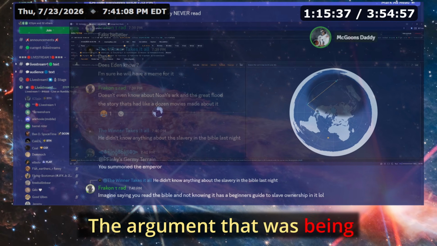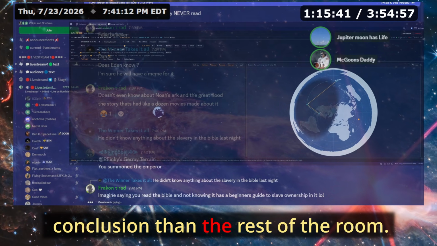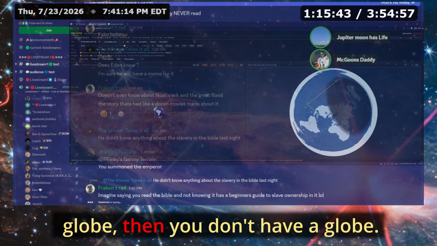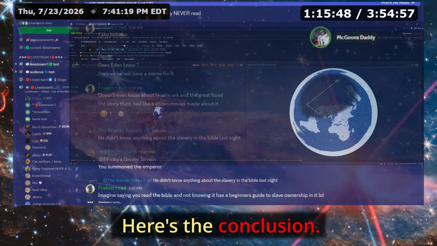The argument that was being made was towards the globe. You have a different conclusion than the rest of the room. If your conclusion is not a globe, then you don't have a globe. There's no globe. I'll fight the rest of the room. So here's the conclusion: globe.